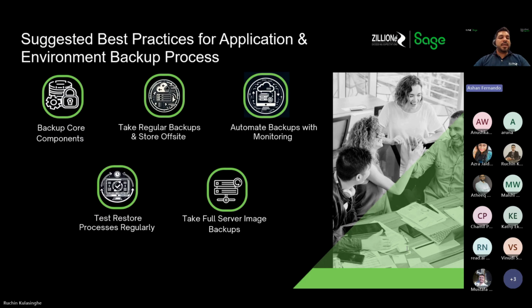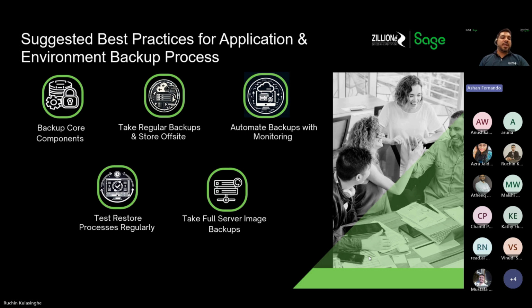Next, we will talk about the suggestions and best practices for the application and environment backup process. As I mentioned earlier, backup is the most important thing when something happens in a risk event. Without those backups, you can't even recover your system back to normal. So I will go through some practical examples of how you can schedule a daily backup, how to do a regular manual backup, and how you select the folder. I'll do the practical session as well.